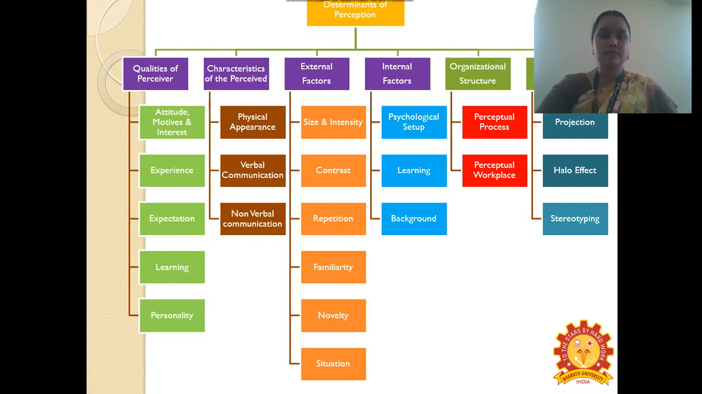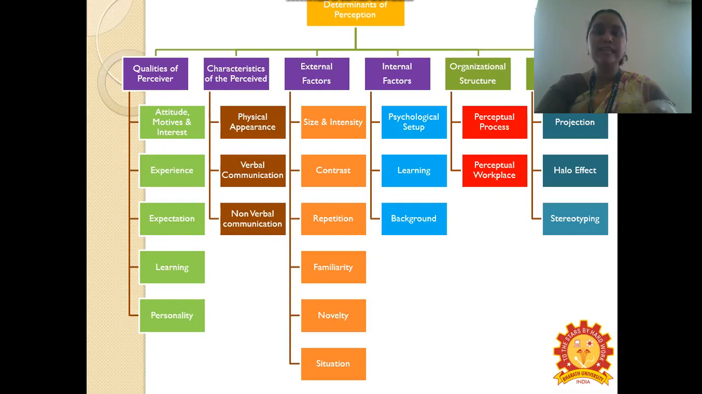Then the next determinant is internal factors. So what do internal factors comprise of? It comprises psychological setup, learning, and background. So what is psychological setup? Before going into the psychological setup, what are internal factors? Internal factors are those that can be controlled, yes. So those factors that fall within the control of the perceiver can be termed as internal factors. So these internal factors comprise these three elements.